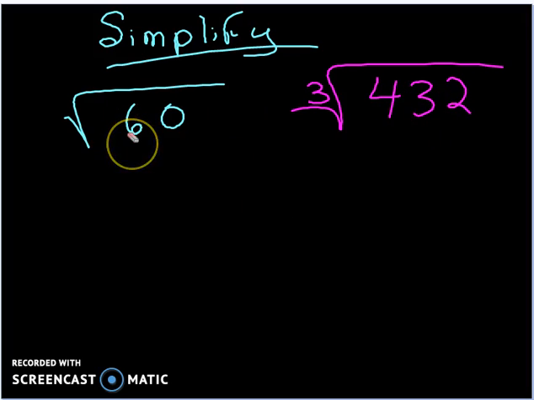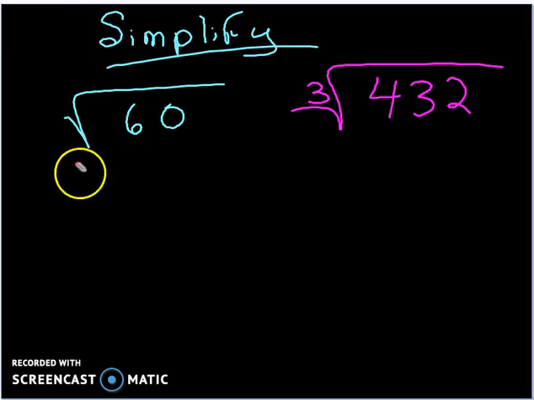If you were to take your calculator out now and find the square root of 60, you'd find that you're going to get an irrational number, and you'll find that the same thing will happen with the cube root of 432. You're going to get a great big decimal. That's really just an estimation. But by simplifying, we can turn this into a simpler form of something that we can use with ease.